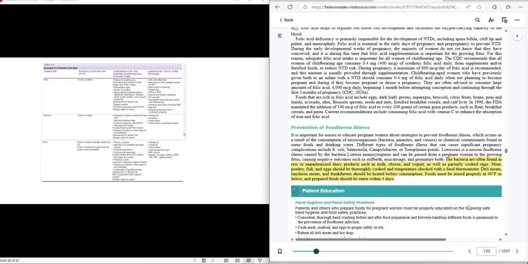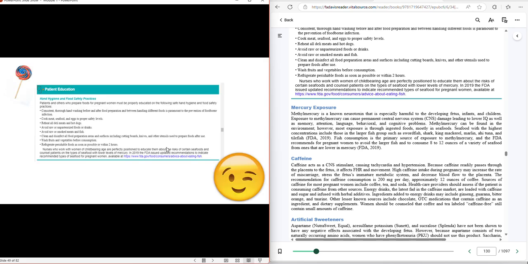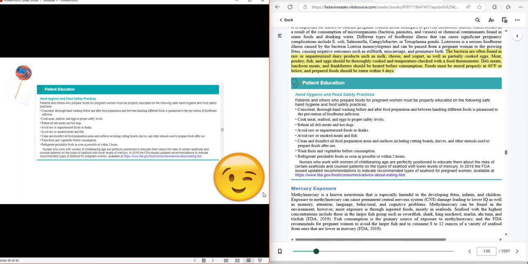Hand hygiene, let's talk about this. So, food practices, safety, make sure that they understand this is so important. Wash their fruits and vegetables, avoid smoked meats, so no raw oysters, no smoked salmon. Like, they need to stay away from all of this during their pregnancy, okay? And what do you see in this right here? You see a wink and a lollipop. So, do you think this is important? Absolutely, it's important, okay? Same paragraph. This is on page 130 in your book.